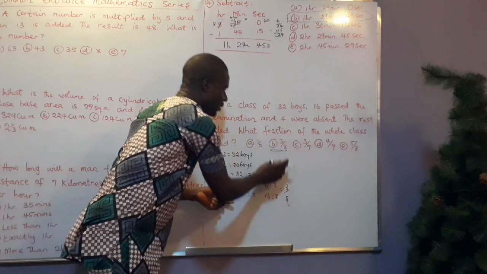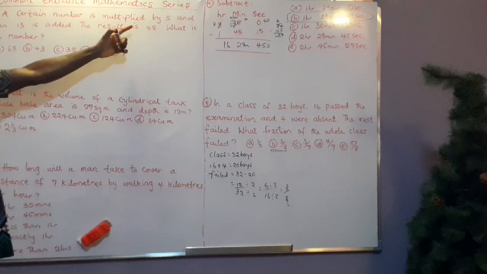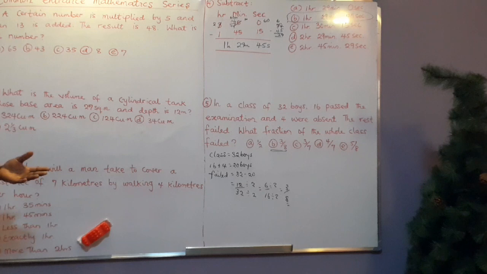Let's go over to question number 6. Question number 6 reads, a certain number is multiplied by 5 and then 13 is added. The result is 48. What is the number? Let's interpret this question together. A certain number. In this question, was the number given? No. The number wasn't given.